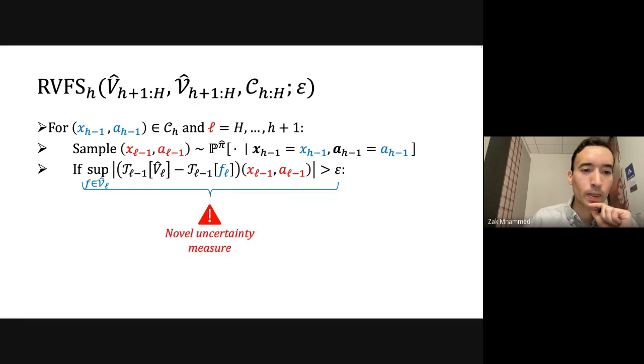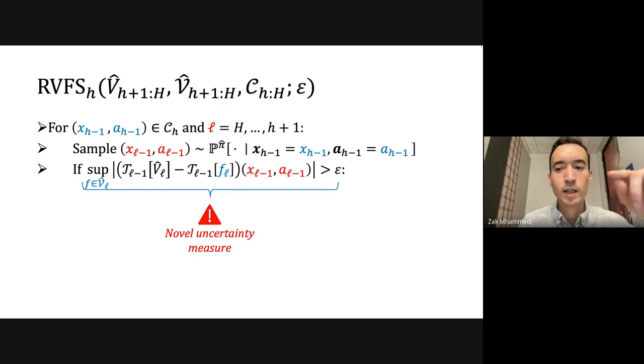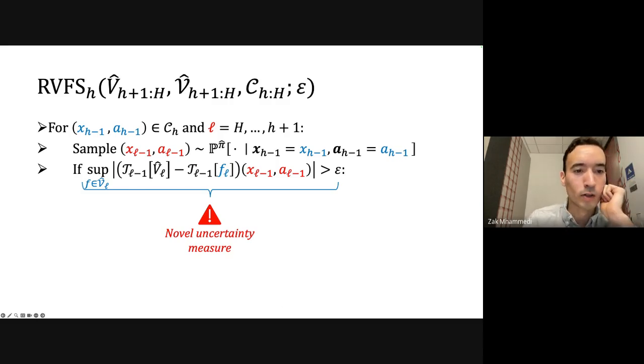Also remember that when I mentioned that it was unclear how to generalize this notion of uncertain state action pairs beyond the linear setting, well, this is one approach at least that leads to provable guarantees. So you solve this convex program over the confidence set.